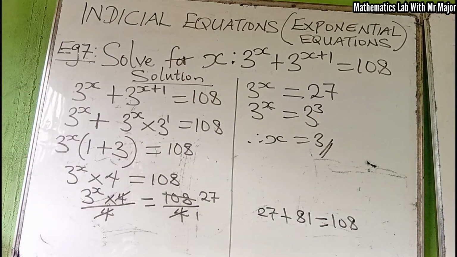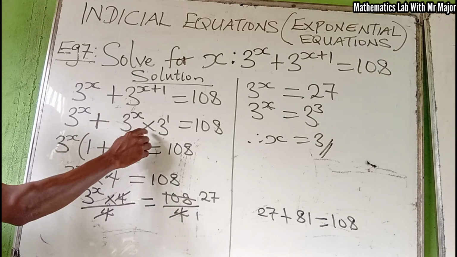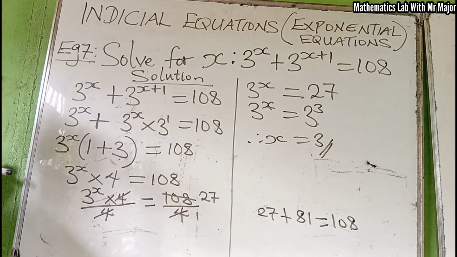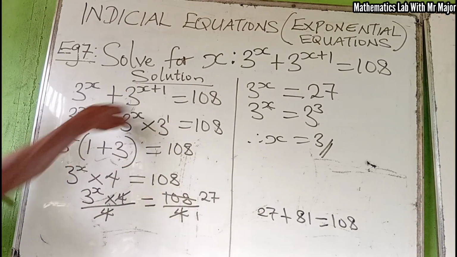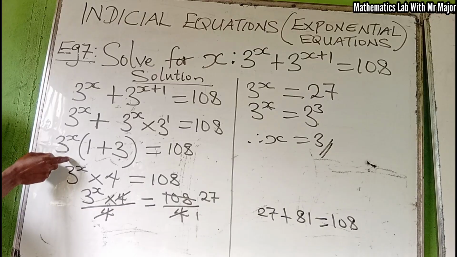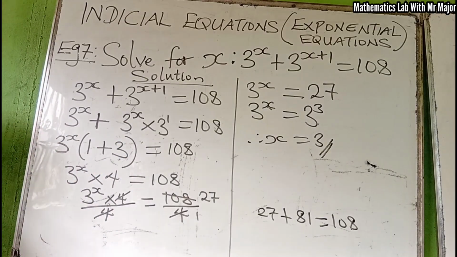Please let me come back to re-emphasize that 3 raised to the power x times 3 raised to the power 1 is one term. It's a multiplication expression, so it is one term. That is why I grouped this as one term and brought up this during the factorization, that 3 raised to the power x is common to both sides.